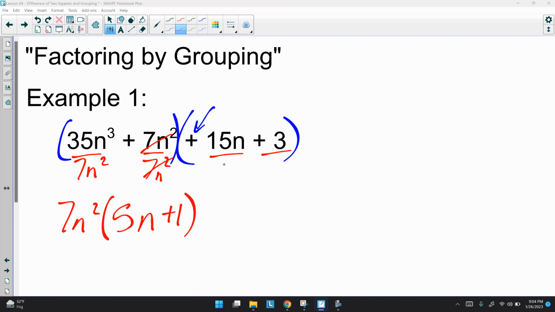I'm thinking 3 here. Okay, so I'm just going to put a plus 3 right there. 15 divided by 3 is 5. And then you just bring the n down. 3 divided by 3 is 1.